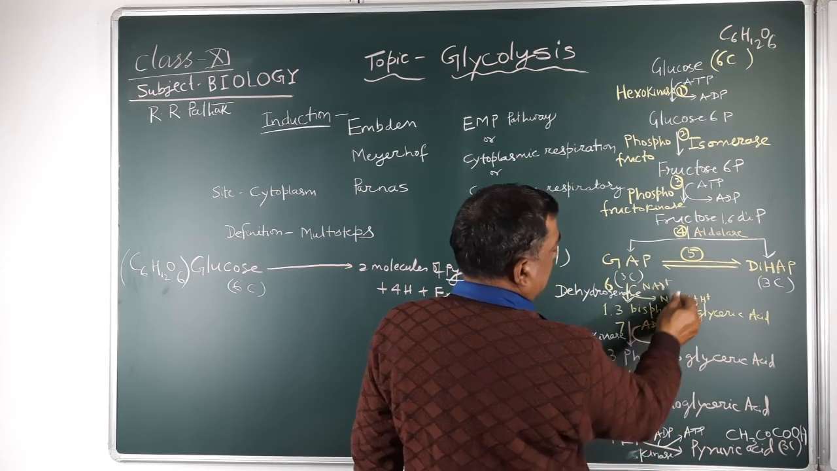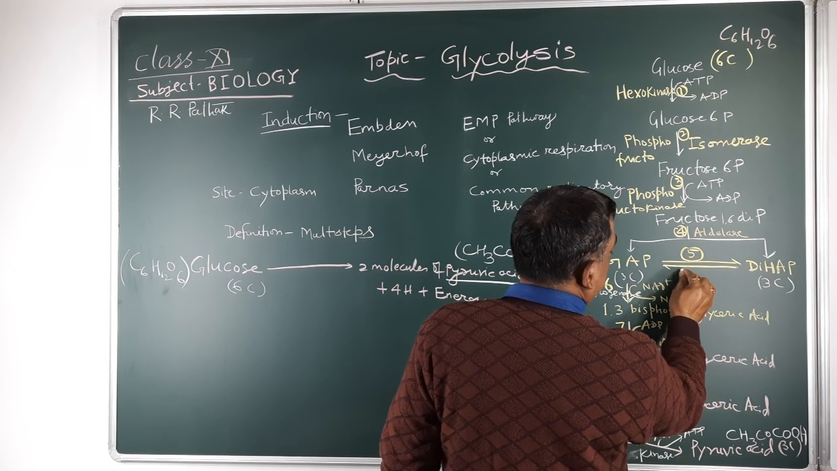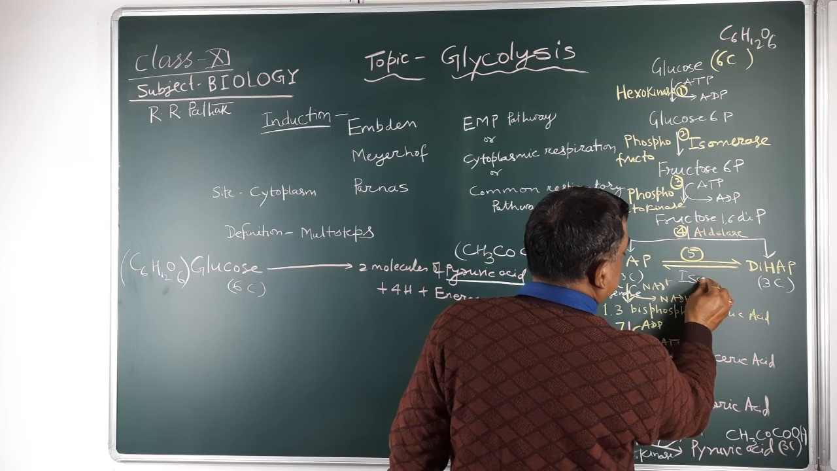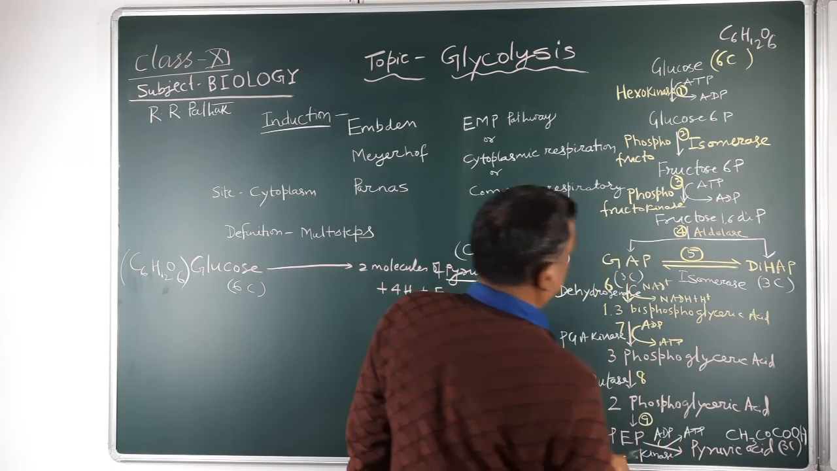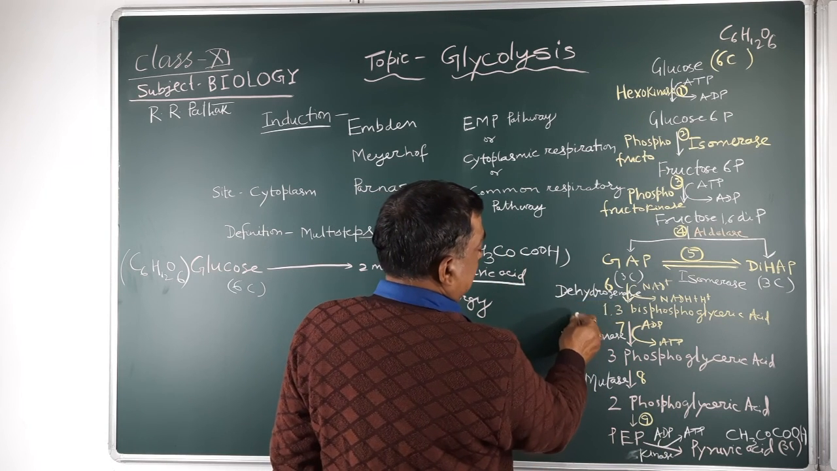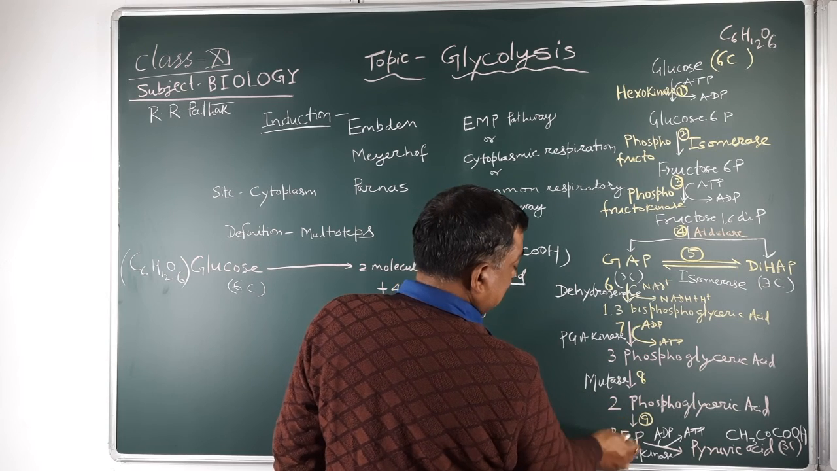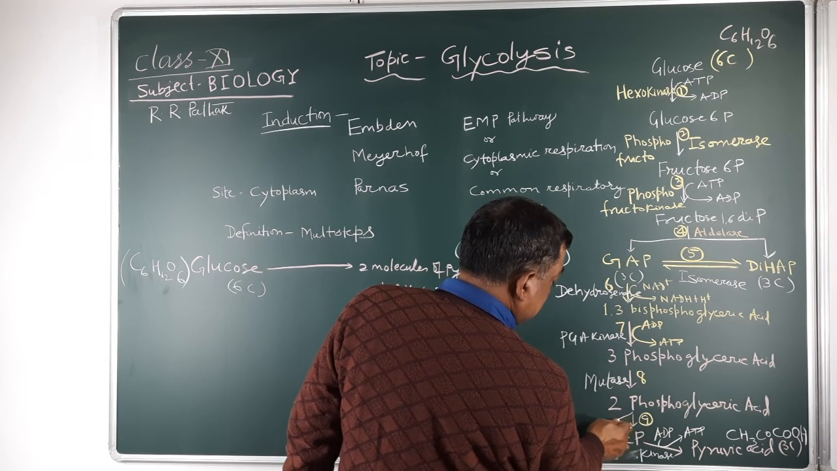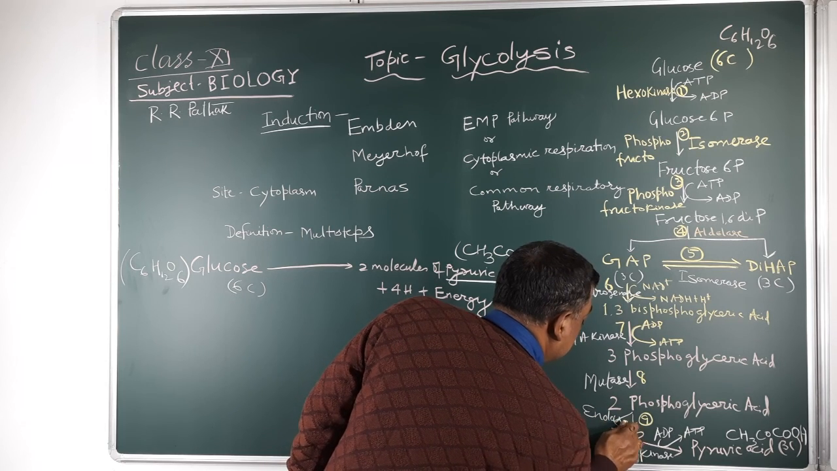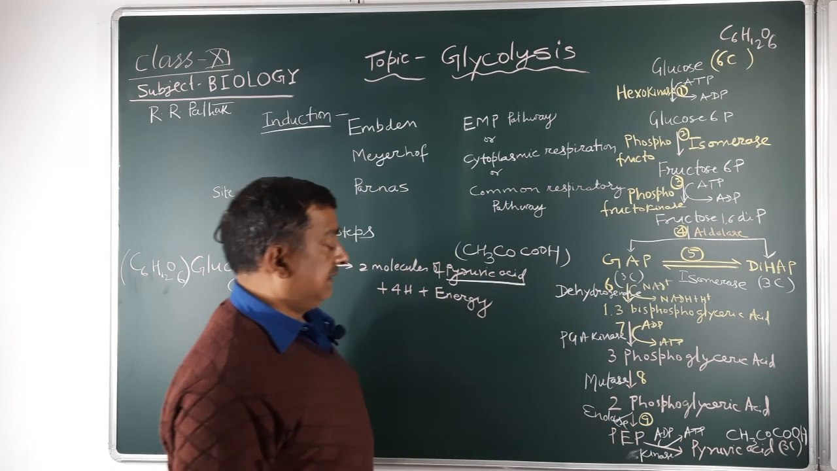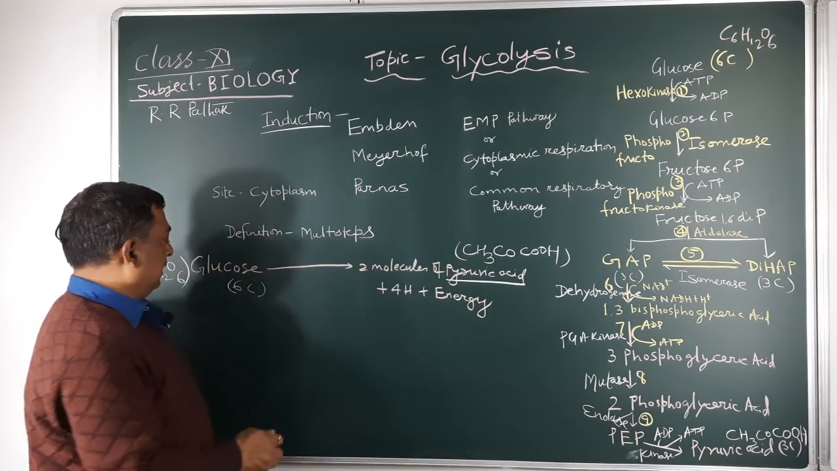Glyceraldehyde 3 phosphate is converted into dihydroxyacetone phosphate. Here isomerization process takes place, so it is mediated by isomerase enzyme. Next steps: dehydrogenase, PGA kinase, mutase, enolase, and pyruvate kinase. So ultimately pyruvic acid is produced.